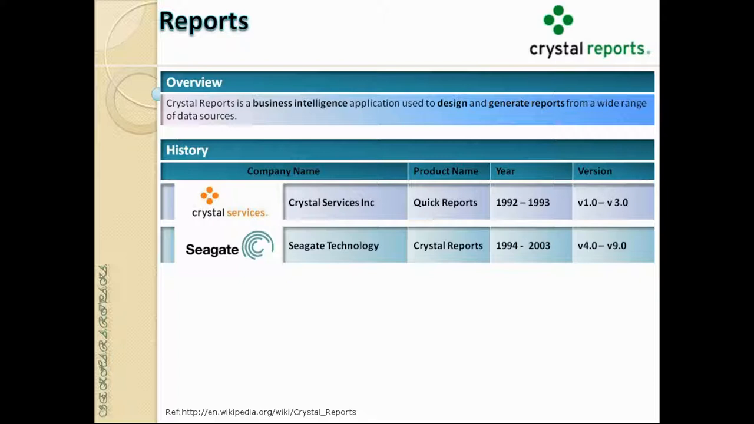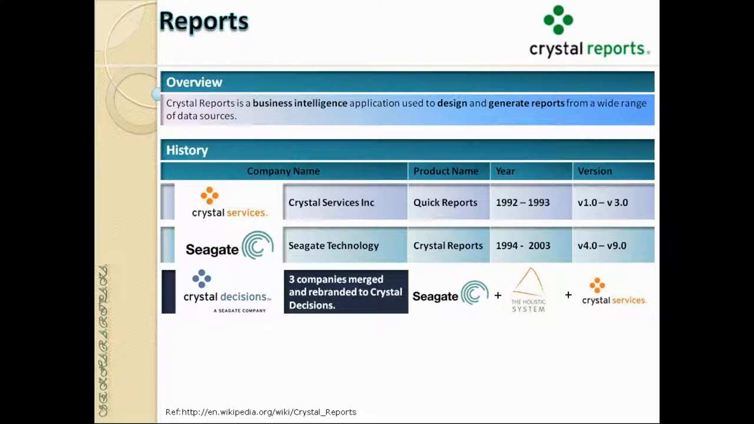And of course, it has only an OEM version embedded in Visual Studio. Now, what you see in Visual Studio editing is not exactly what the whole Crystal Reports package is all about. It's a completely separate studio of its own. Okay, so keeping that aside, what happened after that is that Seagate and a couple of other companies, namely three more companies, merged together, like Holistic Systems and Crystal Services and Seagate, all of Seagate Technology. In other words, Seagate has a technology division.